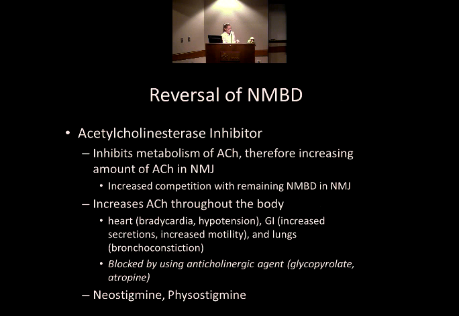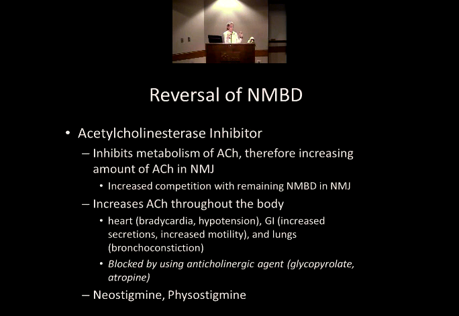That is a drug that's going to inhibit the metabolism of acetylcholine. So by stopping the metabolism of acetylcholine, it's going to accumulate. It's not going to get broken down and put back in the nerve. It's just going to keep building up in that neuromuscular junction area.